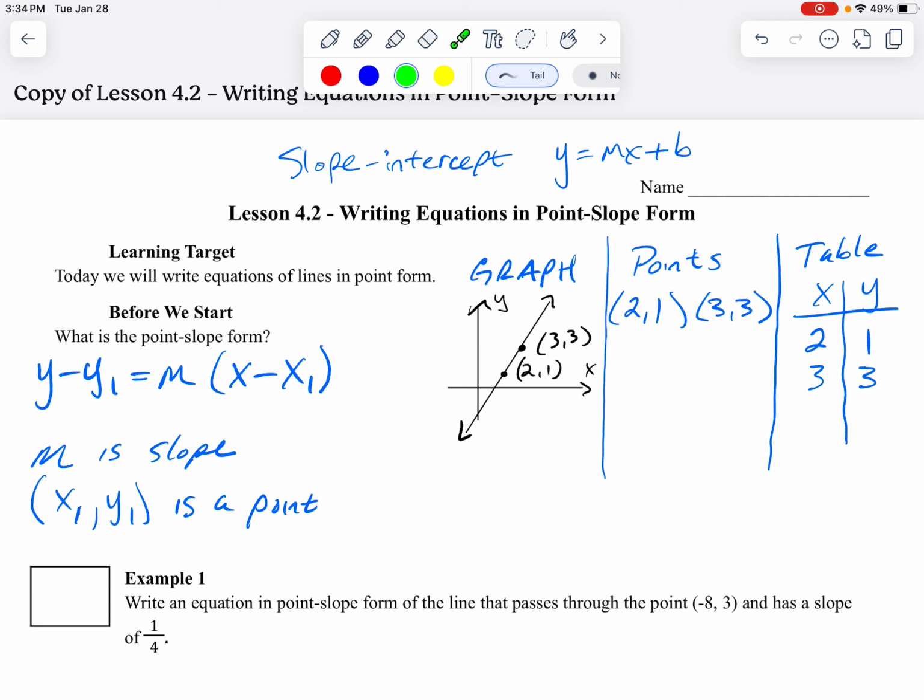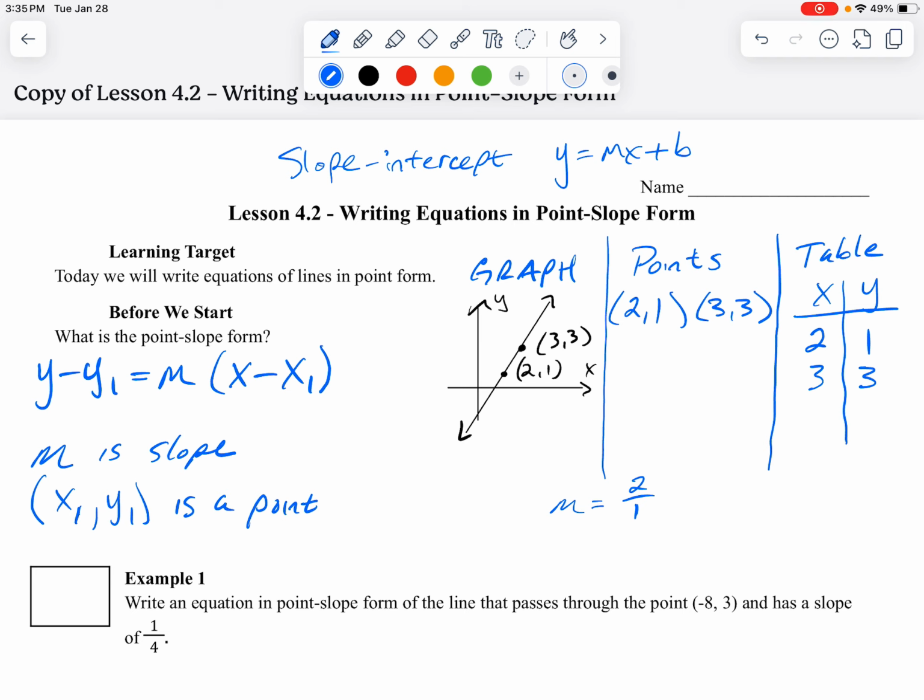So we need the slope, same as we've always done before. We can calculate slope. You could count on the graph, or you could use our points and do y2 minus y1 over x2 minus x1. When we do that, we would end up with 2 over 1. Either way that you do that, you get a slope of 2 over 1.